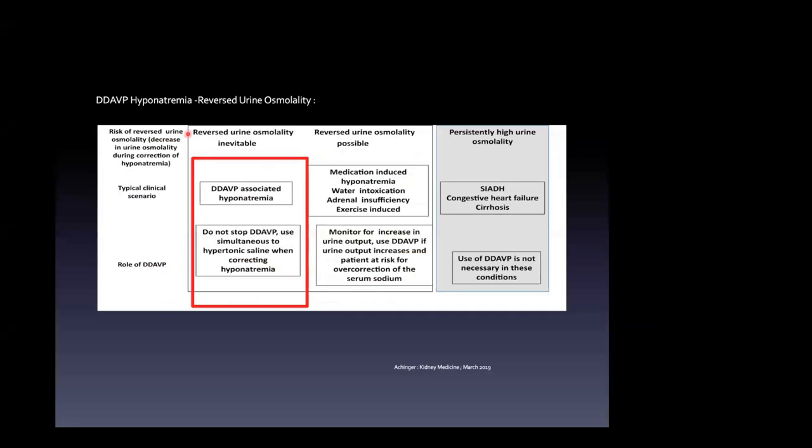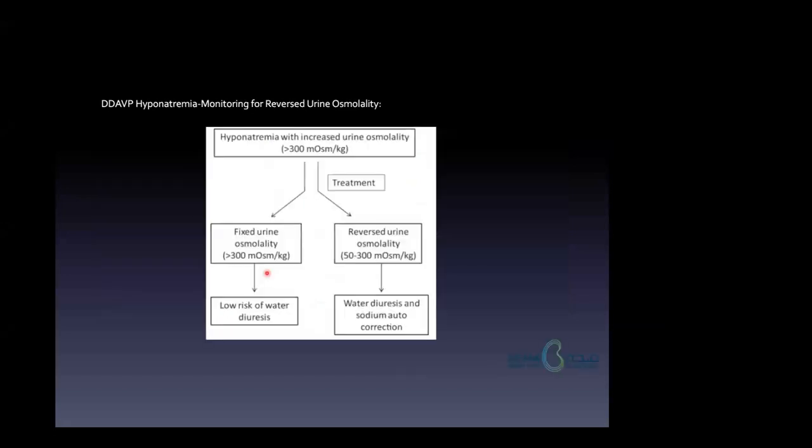So this process is called reversed urine osmolarity. It typically happens in DDAVP-induced hyponatremia. The recommendation is do not stop DDAVP. Give simultaneous hypertonic saline when correcting the hyponatremia.